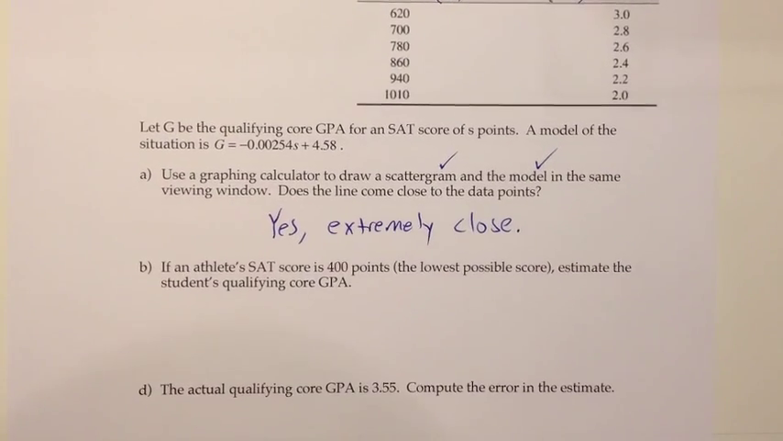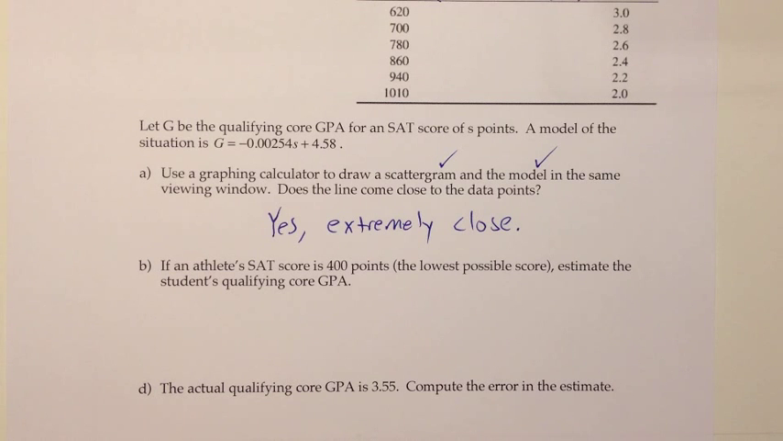Alright, so now, if an athlete's SAT score is 400 points, which is the lowest you can possibly get on the SAT, estimate the student's qualifying core GPA. So when you take a SAT test, they give you 200 points right away. And back when this problem was written, there were only 2 tests, the math and the English test. And so 400 points was the lowest you could get. Nowadays there's 3 tests, so that's probably 600 for the lowest.